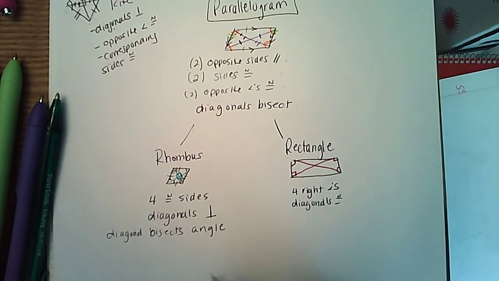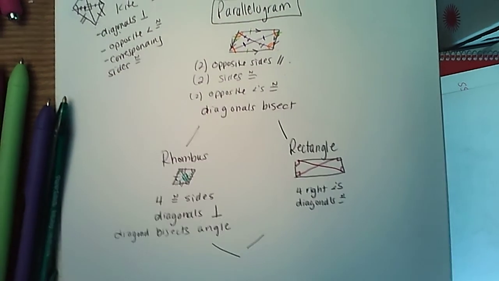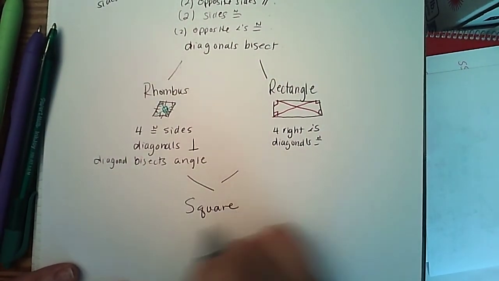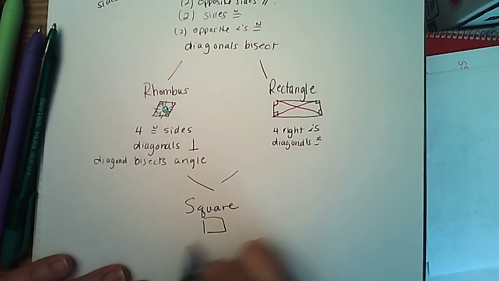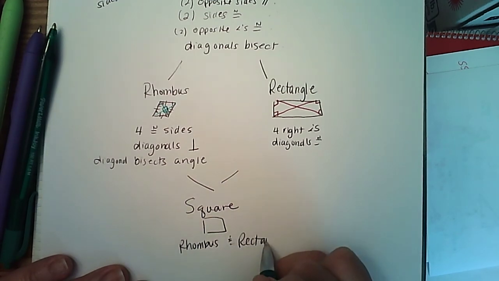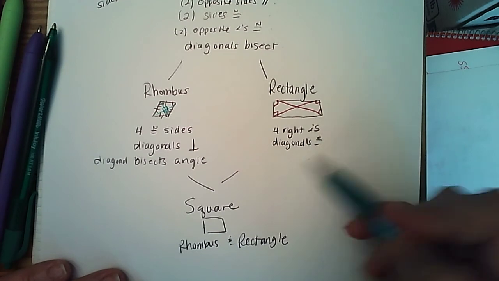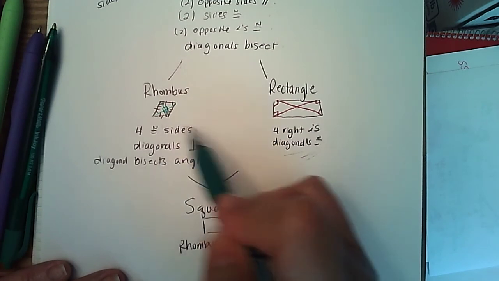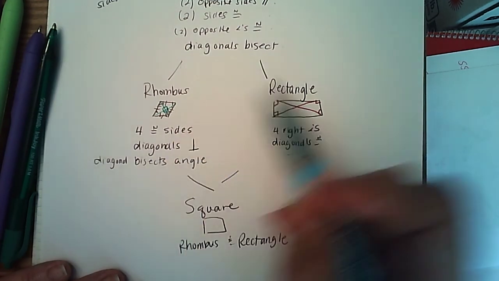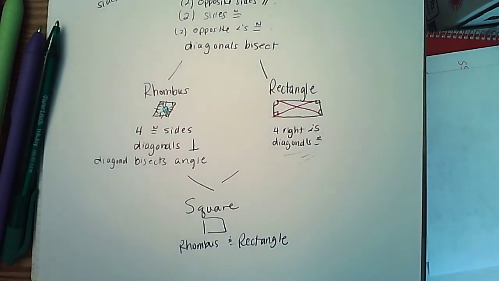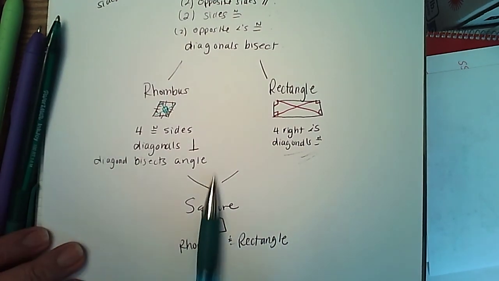Then our last little parallelogram is when these two come together. When these two come together, that's where you get your square. A square, by definition, is a rhombus and a rectangle. Which means it has all these properties here: 4 right angles, diagonals congruent, 4 congruent sides, diagonals are perpendicular, diagonals bisect angles, opposite sides parallel, opposite sides congruent. He's like the end-all everything product, okay?